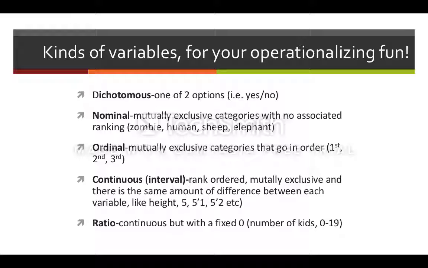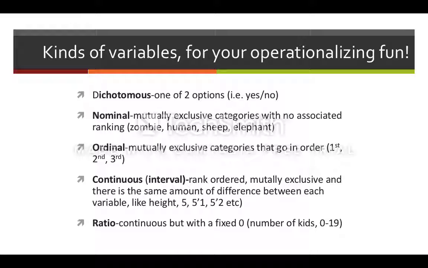a survey where people could check either yes or no, that question would be dichotomous, in that there's only two options. They're mutually exclusive. People select one or the other. Nominal variables are variables that include mutually exclusive categories, but there's no associated ranking.